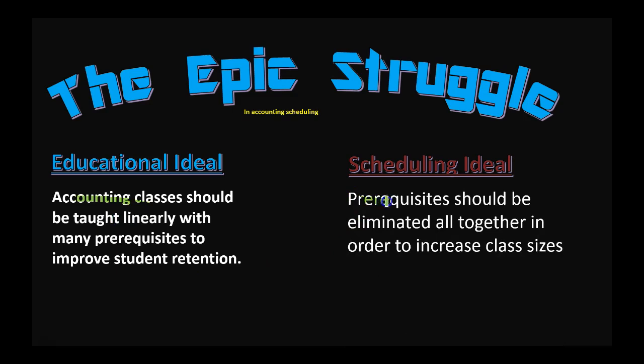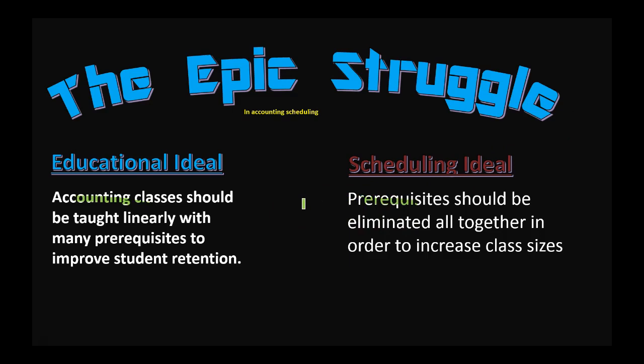From a scheduling point of view, we want to have 0 prerequisites because that would maximize class. But of course, once again, from a practical standpoint, we can't have 0 prerequisites because the retention would go way down. We would be doing students a disservice because they wouldn't be able to learn material that was completely out of order, and therefore we would have a high dropout rate and low retention rates.